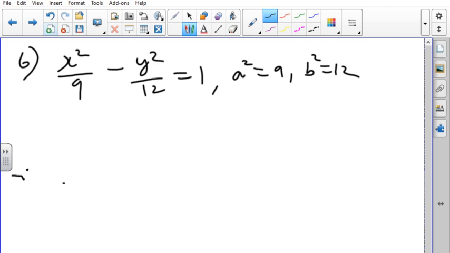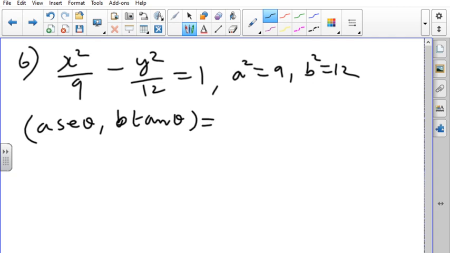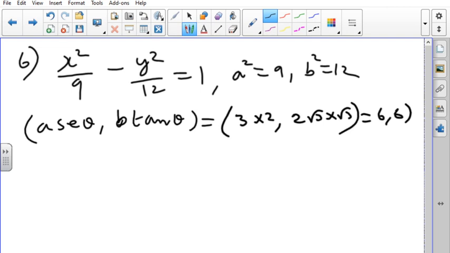So, here we know that for a hyperbola, the point is a secant theta comma b tan theta. So it is equal to 3 secant pi by 3 comma 2 root 3 tan pi by 3. So you get 3 into 2 and 2 root 3 into root 3, which is equal to 6 comma 6. Now the equation of the tangent to the hyperbola we have to find.